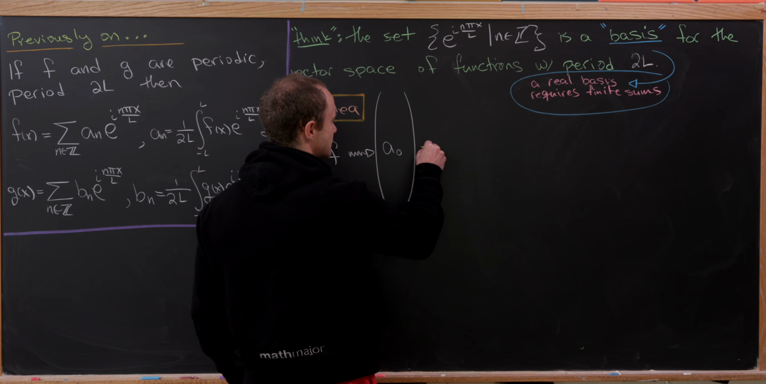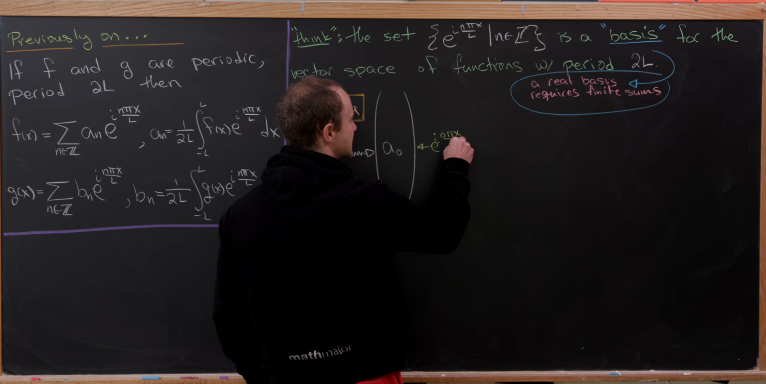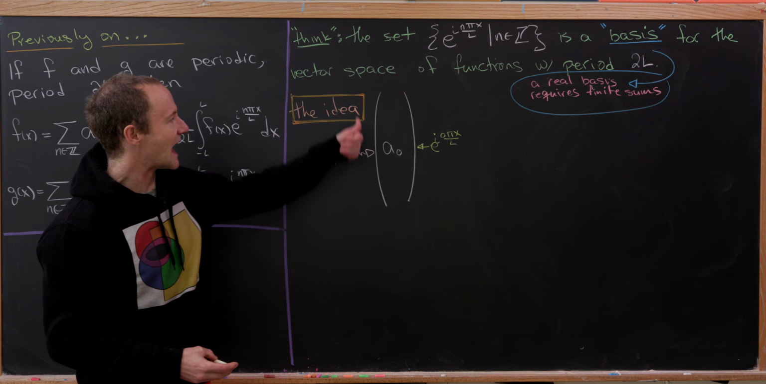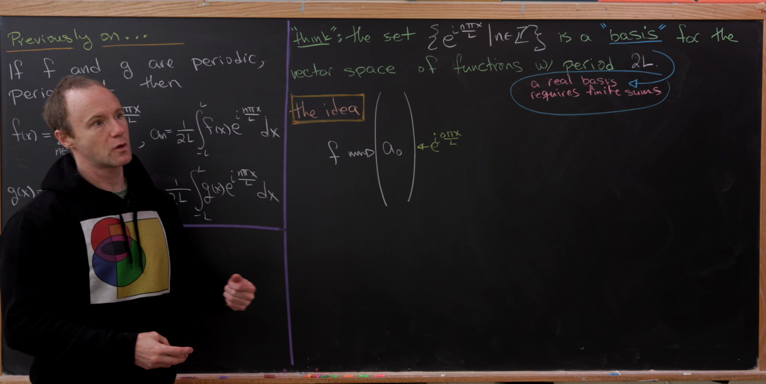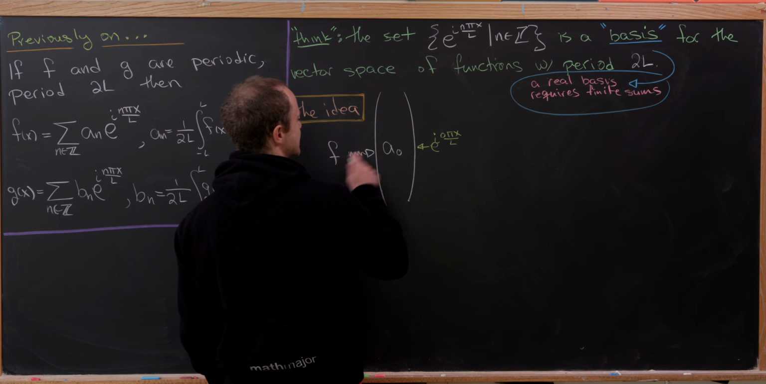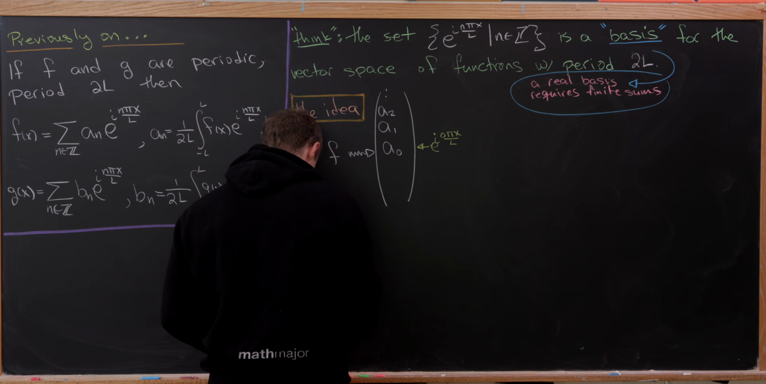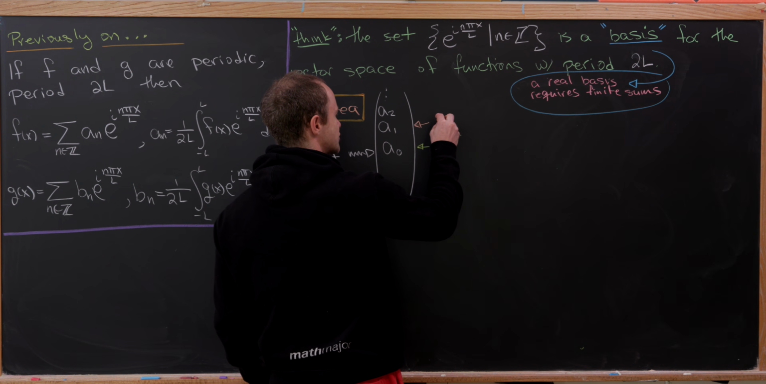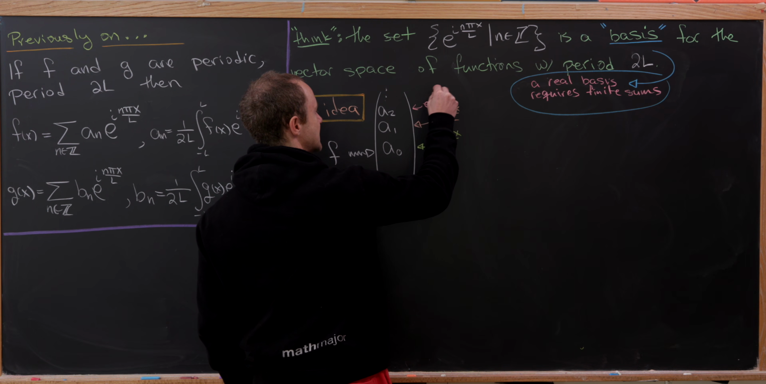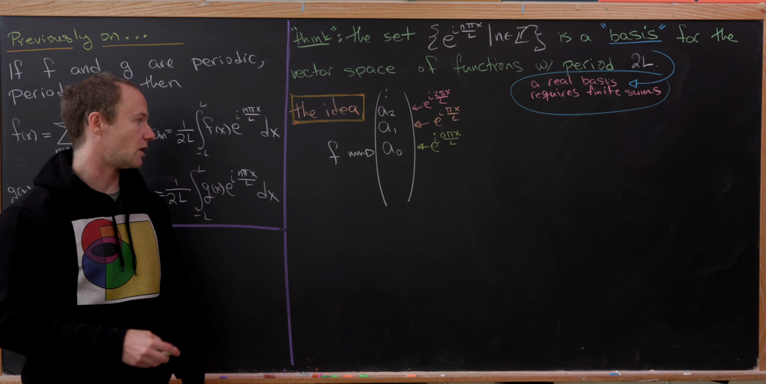So like I said, this right here is for the entry e to the i 0 times pi times x over L. But that's clearly just the number 1, given that e to the 0 is 1. And then as we move up, those entries will correspond to e to the i pi x over L, e to the i 2 pi x over L, and so on and so forth. So here we'll have a1, here we'll have a2, and then that's going to keep going up. And so this entry is e to the i pi x over L, and then this next entry is e to the i 2 pi x over L, and then like I said, that's going to go infinitely tall.